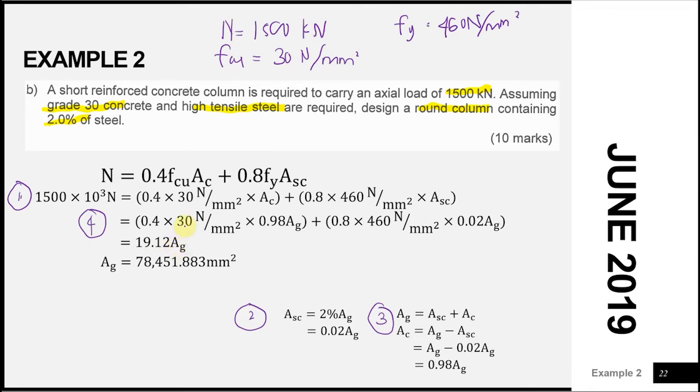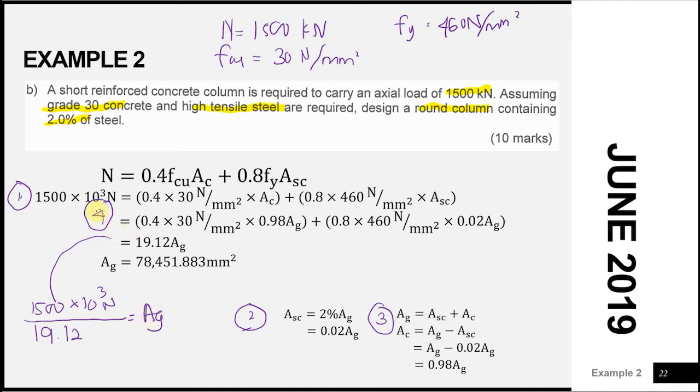How? Okay, you leave the AG here. Okay, kan you sebenarnya ada 1500 dekat tepi tu kan. Jadi you just masukkan je, maksudnya dekat sini. Okay, it is 1500 times 10 power of 3 Newton dividekan dengan 19.12 adalah sama dengan AG.